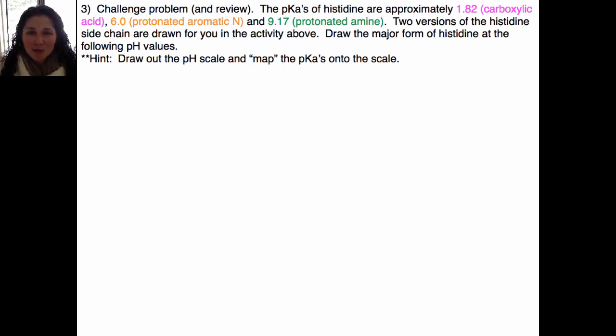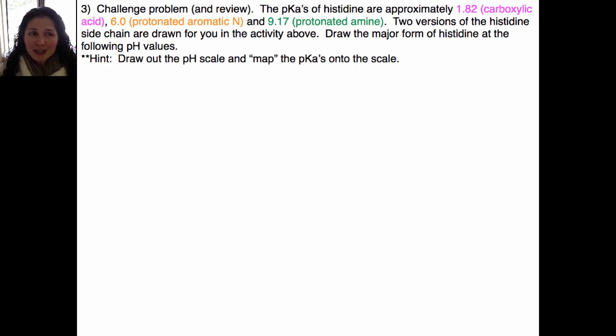The first time we did a problem like this, we were using alanine. Alanine is an amino acid that only has 2 functional groups. Now we're going to apply the same type of strategy to tackle histidine. Histidine has 3 functional groups. This problem tells you that the pKa's of histidine are 1.82 for carboxylic acid, 6.0 for the protonated aromatic amine, and 9.17 for the protonated amine. This is the regular amine that's part of the backbone.